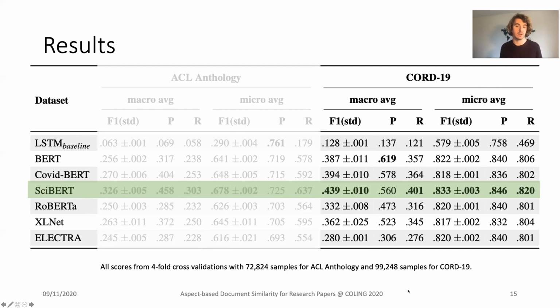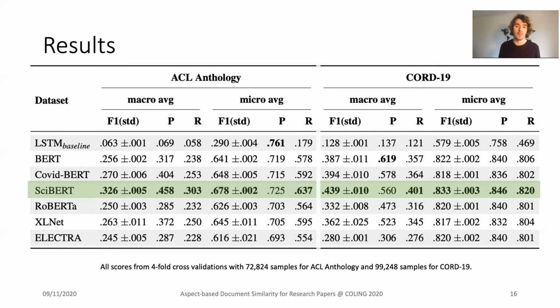And the reason for this outcome, we see it in the in-domain pre-training of SciBERT. So SciBERT was pre-trained on a large variety of scientific literature that included both biomedical for the CORD-19 dataset, but also computer linguistics papers similar to the ACL Anthology dataset.